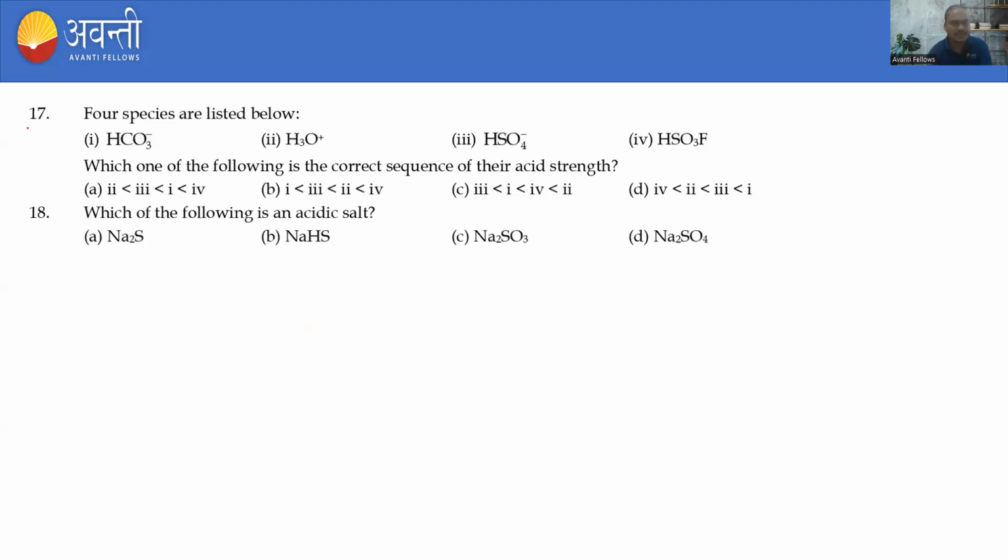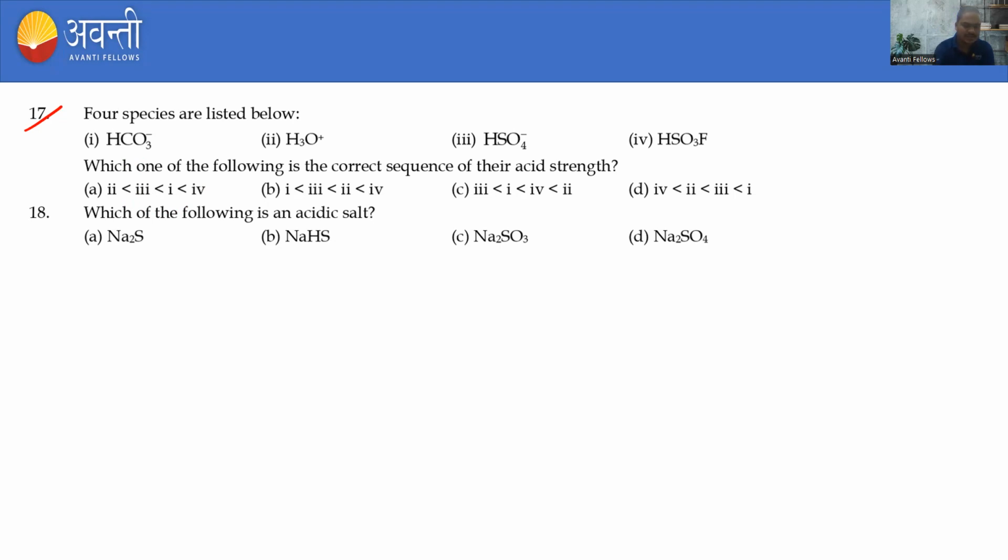Now, move to the next one, that is question number 70. The four species are listed below. That is HCO3 negative, H3O plus, and HSO4 negative, and we have HSO3F. So which one of the following is the correct sequence of their acidic strength, right? So you have to calculate which one of the following is the correct sequence of their acidic strength. So we have HCO3 negative, H3O plus, and HSO4 negative as well.